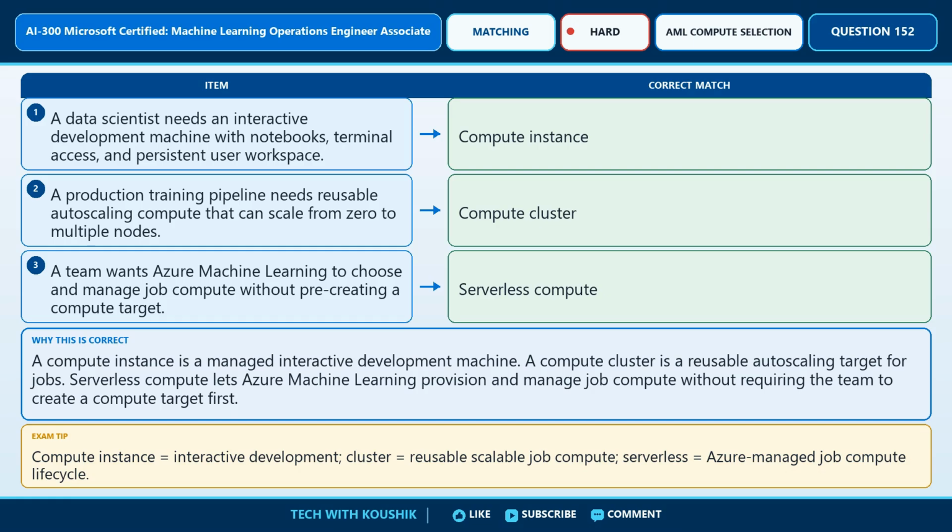The reasoning is as follows. A compute instance is a managed interactive development machine. A compute cluster is a reusable auto-scaling target for jobs. Serverless compute lets Azure Machine Learning provision and manage job compute without requiring the team to create a compute target first. Keep this examination point in mind. Compute instance equals interactive development. Cluster equals reusable scalable job compute. Serverless equals Azure-managed job compute lifecycle.